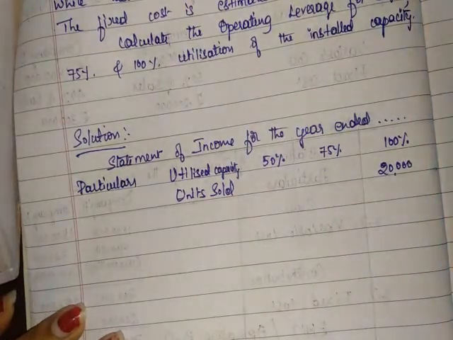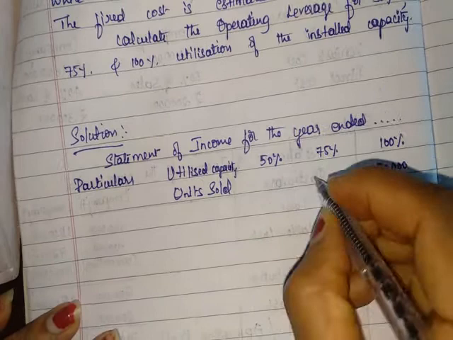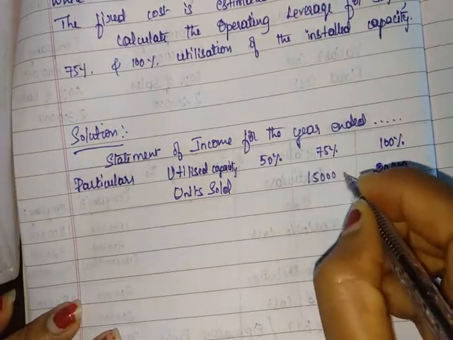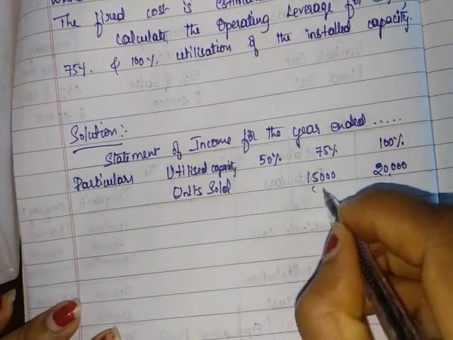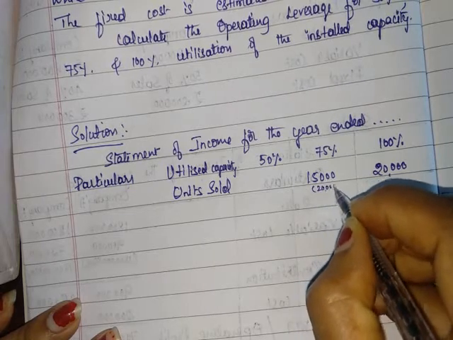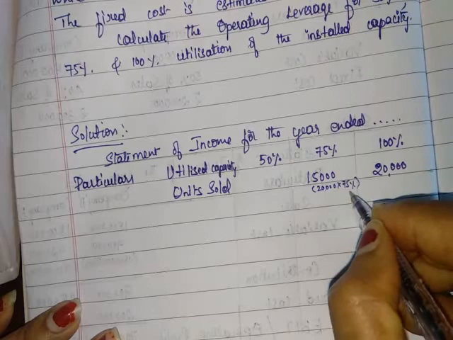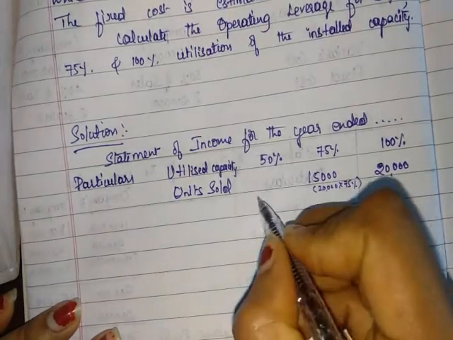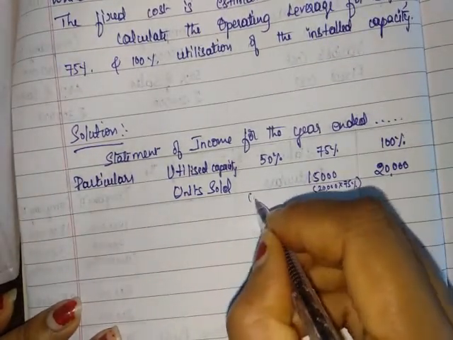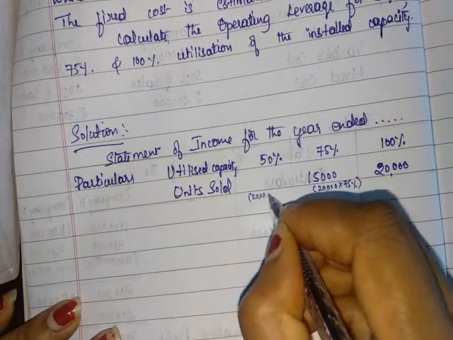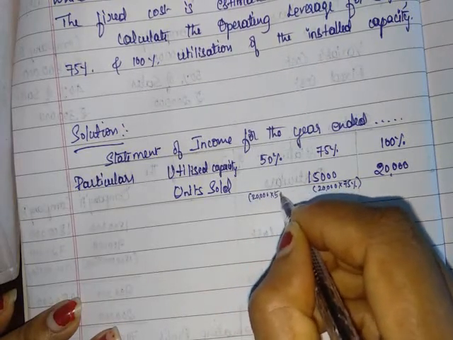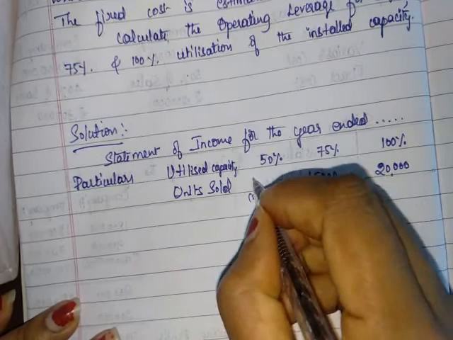75% of 20,000 means 15,000. Full capacity is 20,000, so 75% is 15,000. Then 50% of capacity: full capacity is 20,000, and 50% of that is 10,000.